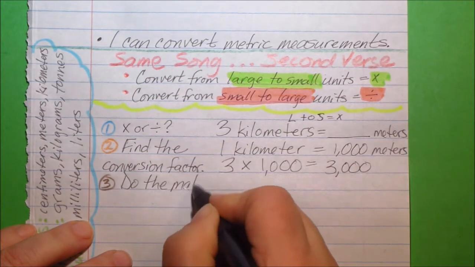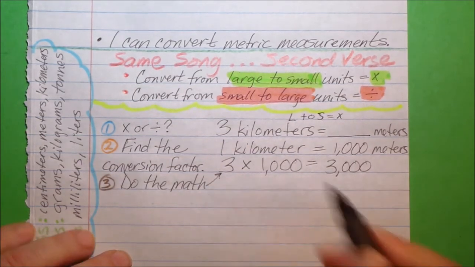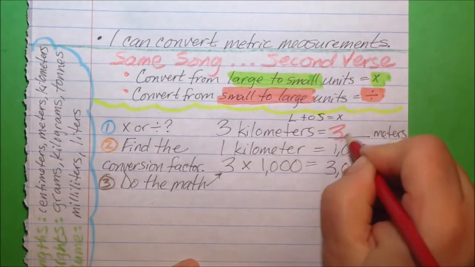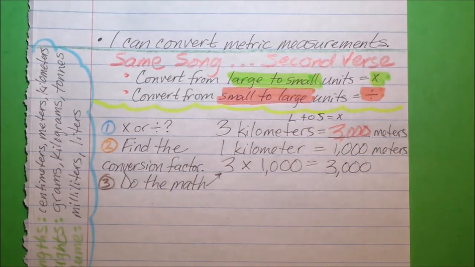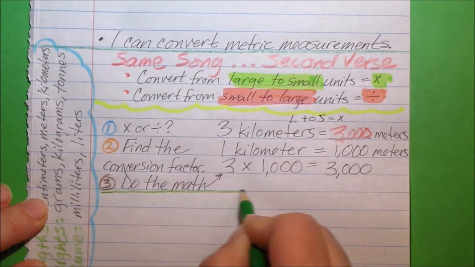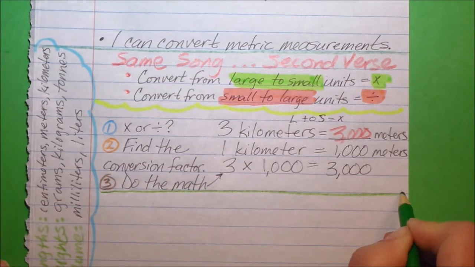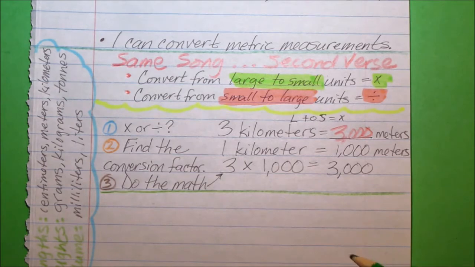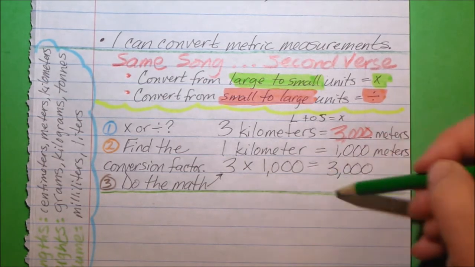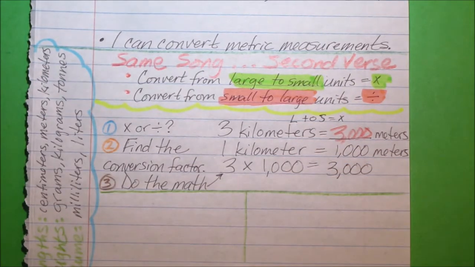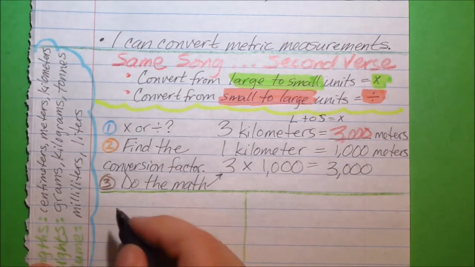Do the math, which is what we did here. So 3 kilometers equals 3,000 meters. Same thing we did last time. I'm going to take my light green pencil and draw an underline here, and then show you 2 other problems that we could do. I'm going to take it about at the middle of this line and go down 4. Okay, so first problem here.